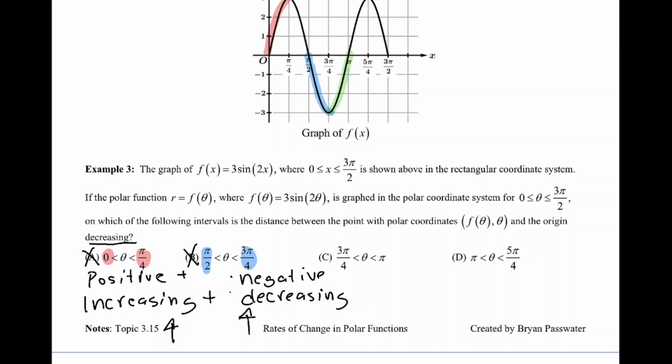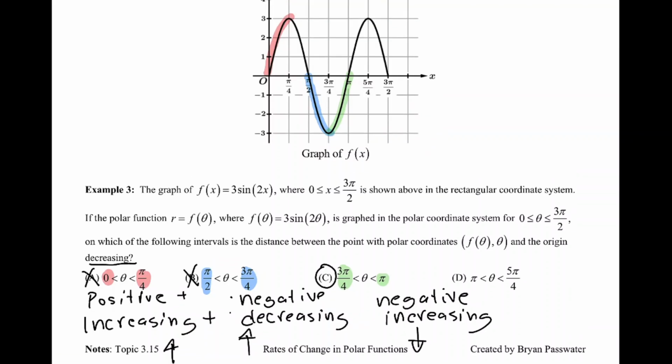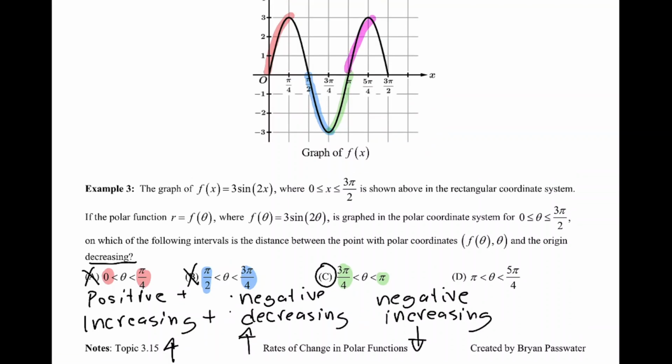3 pi over 4 to pi is this little section. This is negative and increasing. Since these are opposite, it's going to be that one. This would be decreasing, so I think it's going to be C. And then just to look, if I look between pi and 3 pi over 4, kind of like A, it's positive and increasing. And again, because they're both positive, I know the distance is going to be increasing. So the only one that's opposite and decreasing would be C.